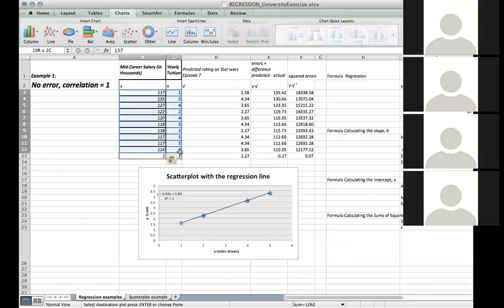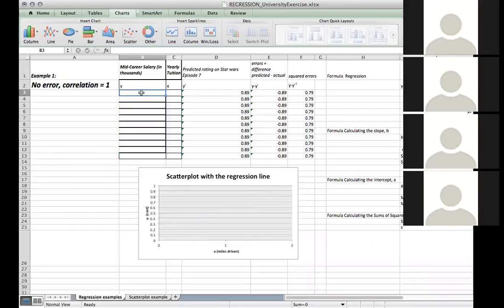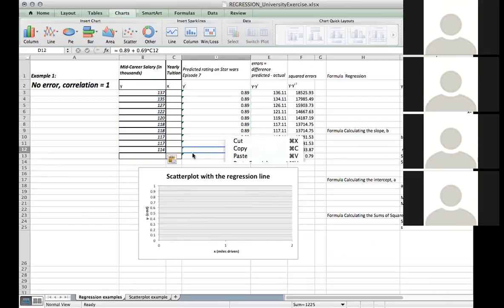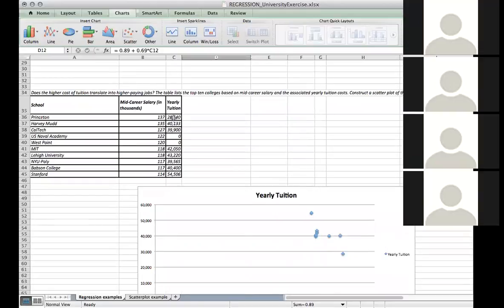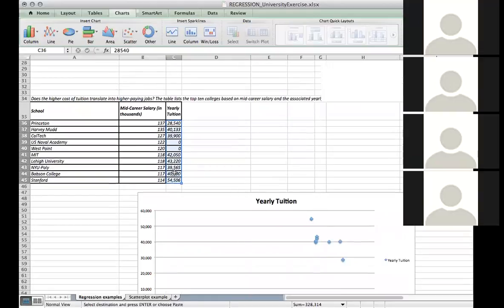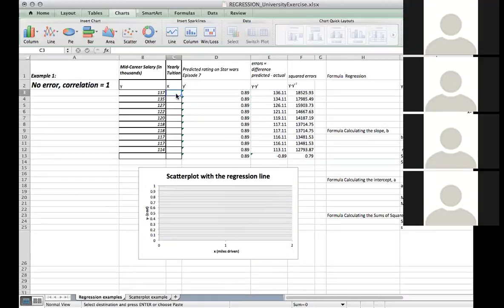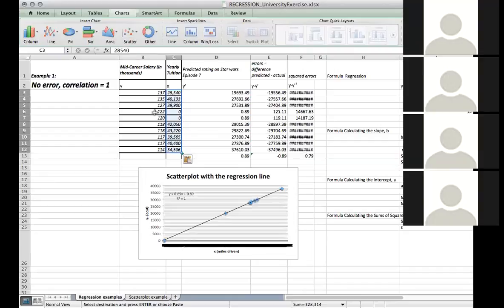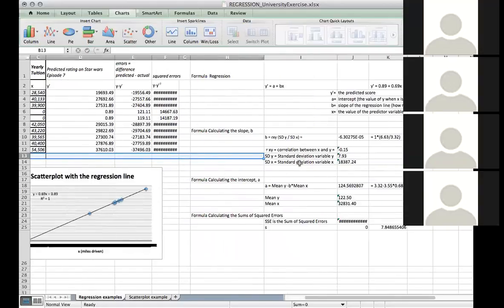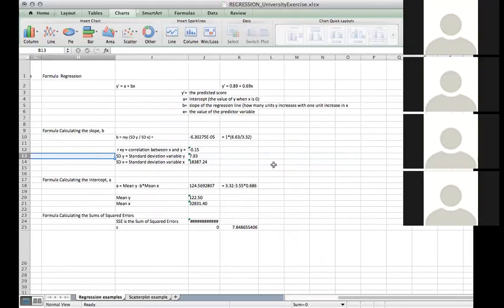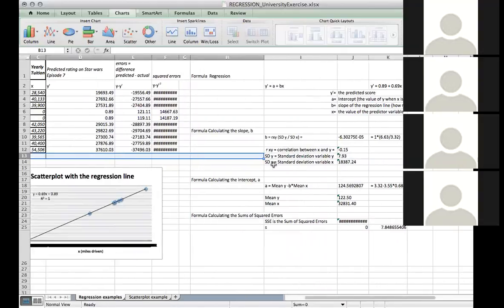Actually, let's just first delete everything. So we paste in the salary, and then we paste in the yearly tuition. Okay. And then you know what? We're just going to eliminate, well, let's wait. We're not going to eliminate the military schools yet. So now what you can see is this is all set up for you guys, okay?